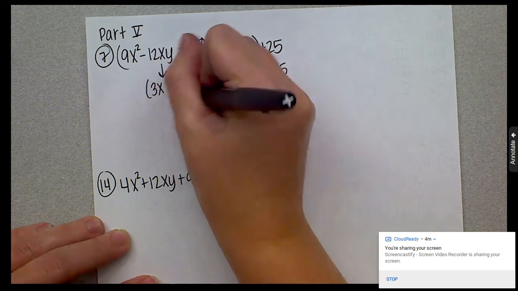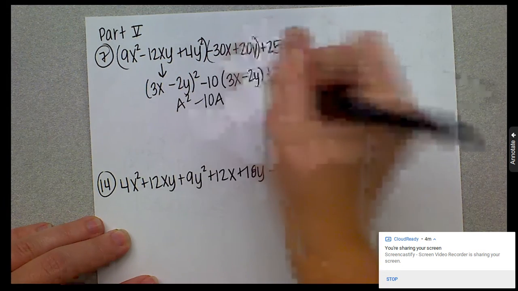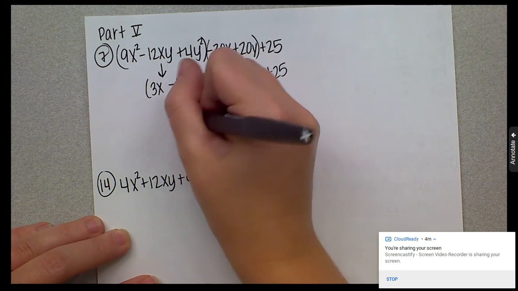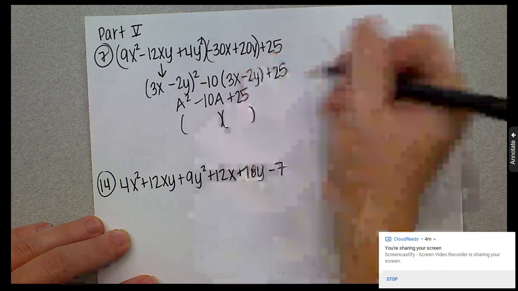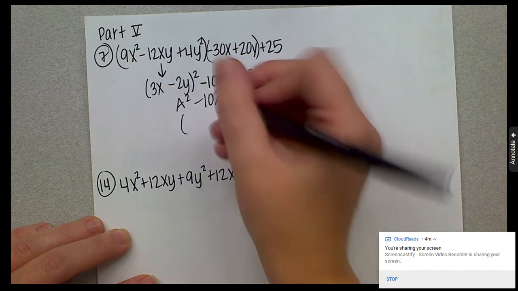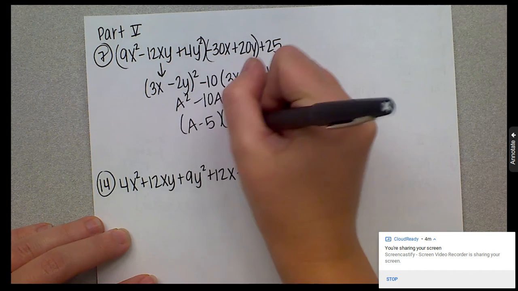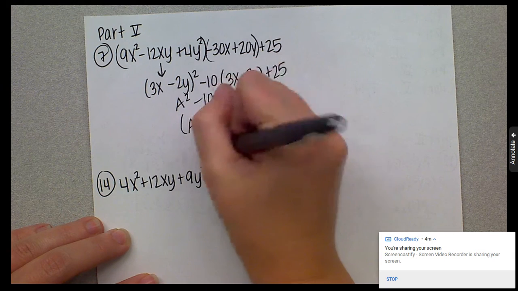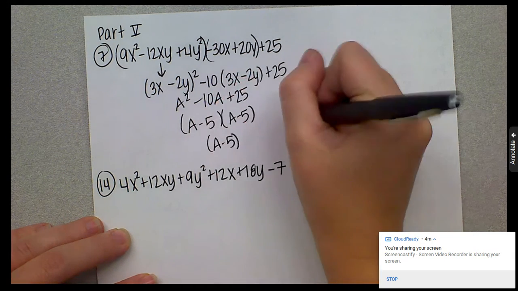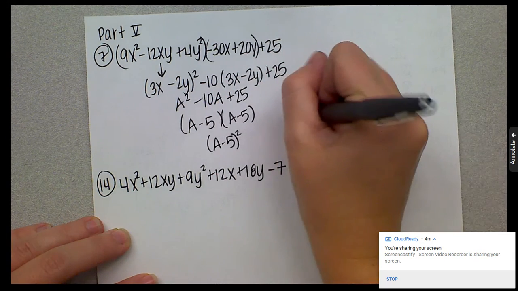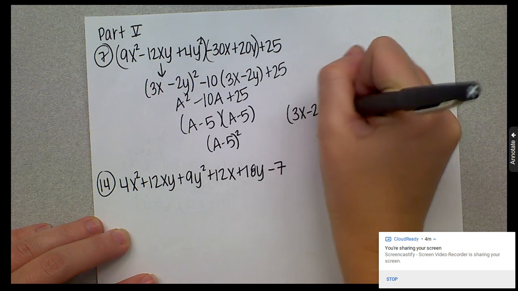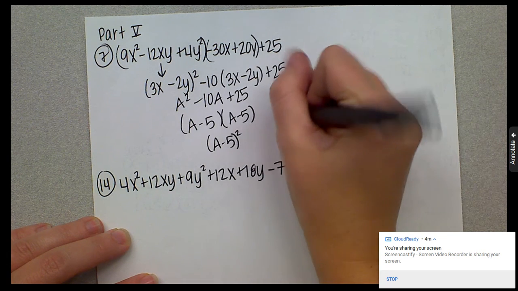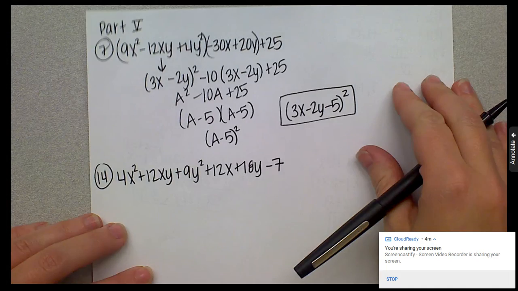Factor by substitution. Actually factor it. Which one is this, number 7? So you can write it as a minus 5, or you can write it as a minus 5 squared. So I'm just going to write it as 3x minus 2y minus 5 squared. Or you can write it twice. So that's that one.